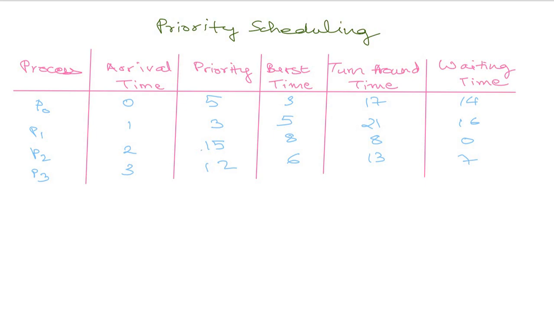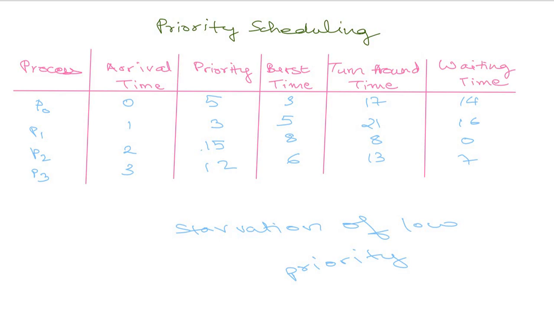Now let's discuss the demerit of priority scheduling. The demerit of priority scheduling is starvation, the starvation of low priority processes. What basically happens is that if a low priority process is there, then higher priority processes might come, get allocated to the CPU and complete their execution. But this low priority process stays starved because it doesn't get to the CPU.